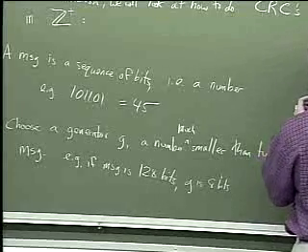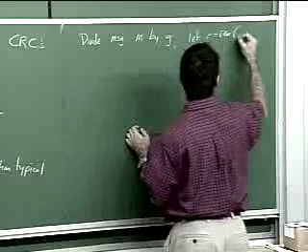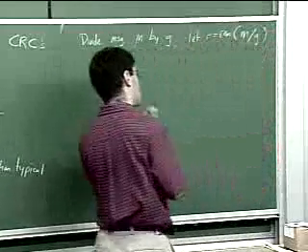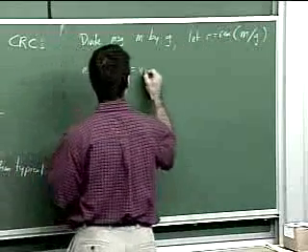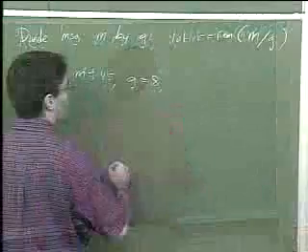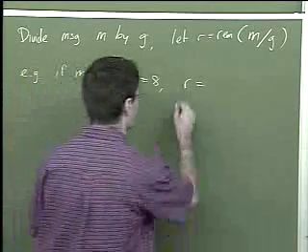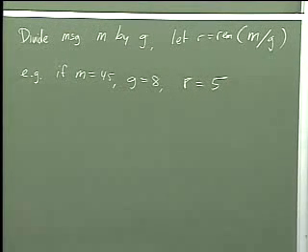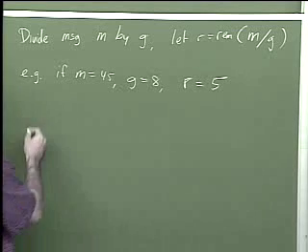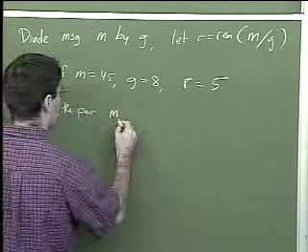Divide message M by G, and let R be the remainder of M divided by G. So for instance, if M is 45 and G is 8, then R is going to be the remainder of 45 divided by 8, which is 5. Everybody with me? Okay, and then you send the pair M comma R.